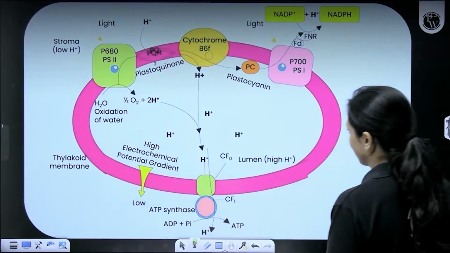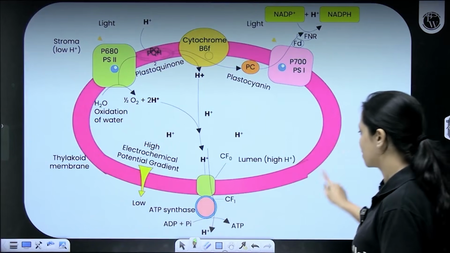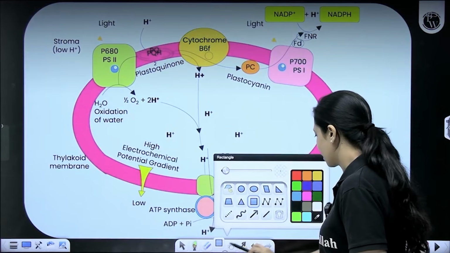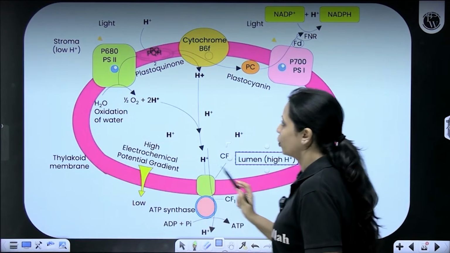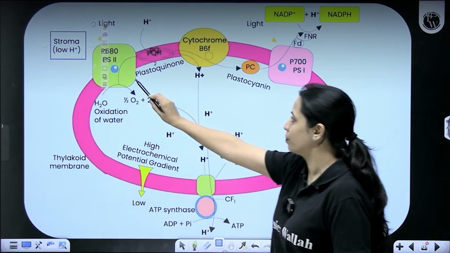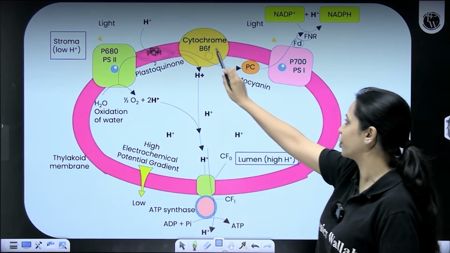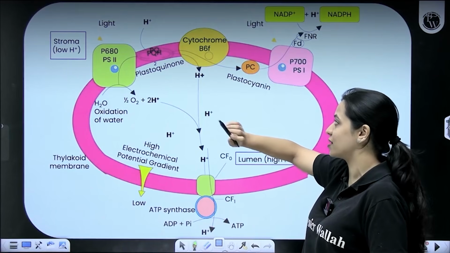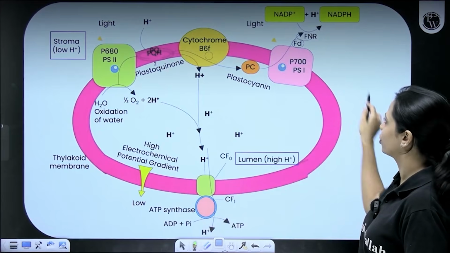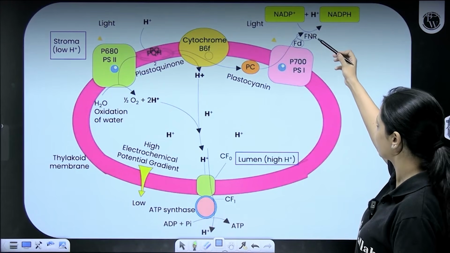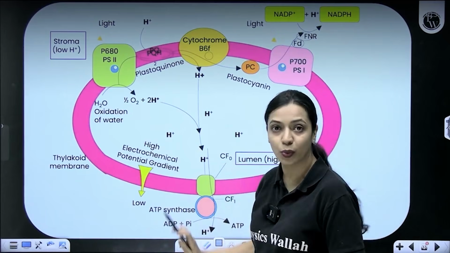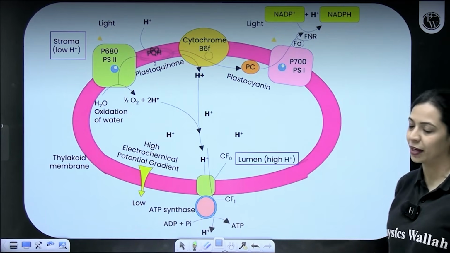So if you look at the membrane, if this is the thylakoid membrane, inside the thylakoid membrane you have your lumen, and outside the thylakoid membrane you have the stroma. Within the thylakoid membrane you can see how PS2 is here, PS1 is here, cytochrome B6F complex is here, and then you have plastoquinone here, plastocyanin here. All of the electron carriers will be present here, and as you can see, NADPH is forming towards the stroma, water splitting is happening towards the lumen. These are some things that I want you to keep in mind over here.